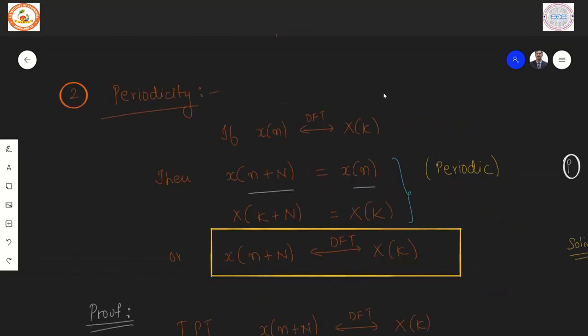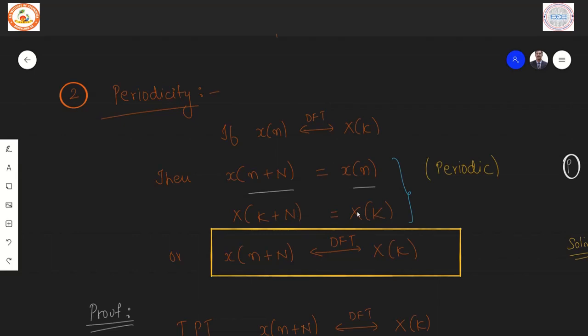The second property that we shall discuss is called the periodicity property of the DFT. If x of n has an N-point DFT X of k, then x of n plus capital N is equal to x of n. This is possible only if the sequence x of n is periodic with a period equal to capital N. When this happens, the DFT is also periodic with a period of capital N. That is, X of k plus N is the same as X of k.